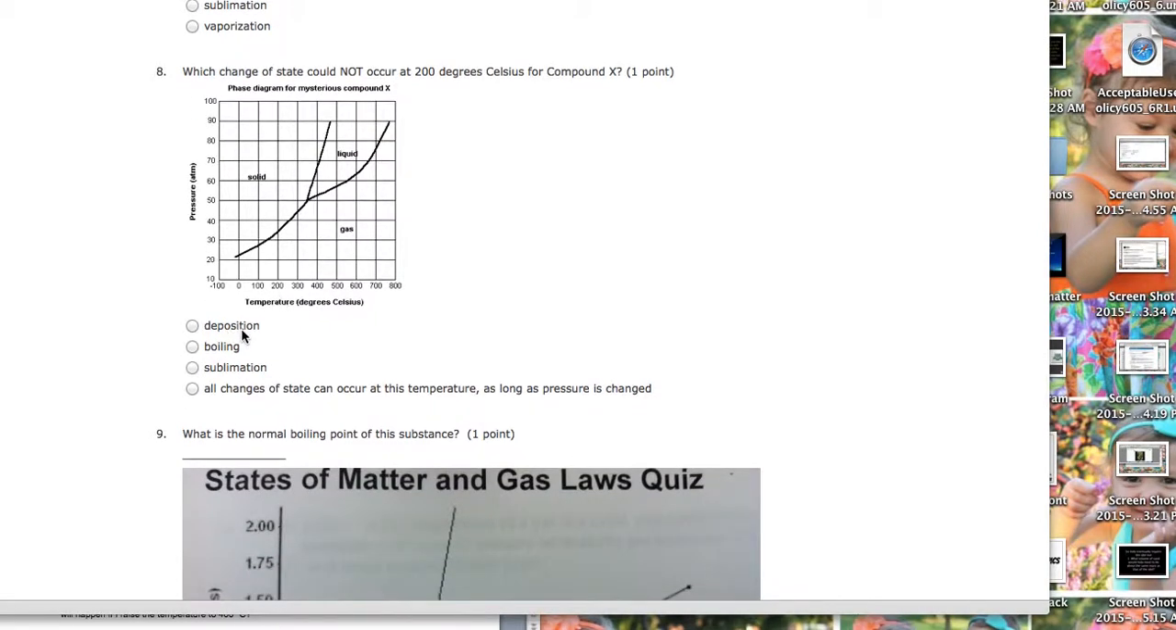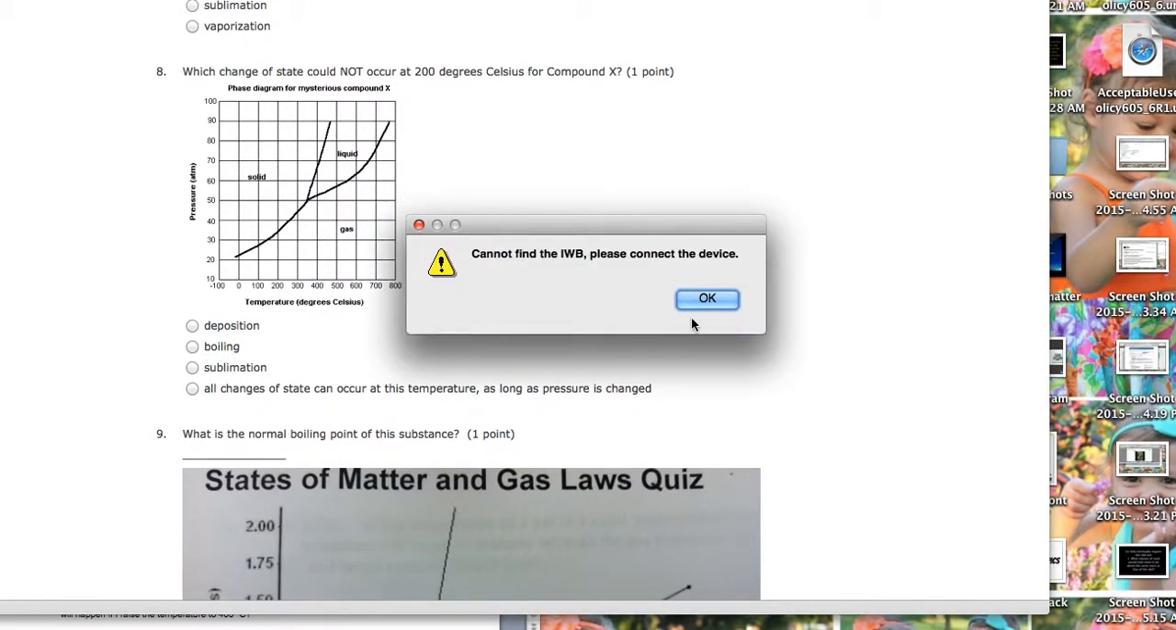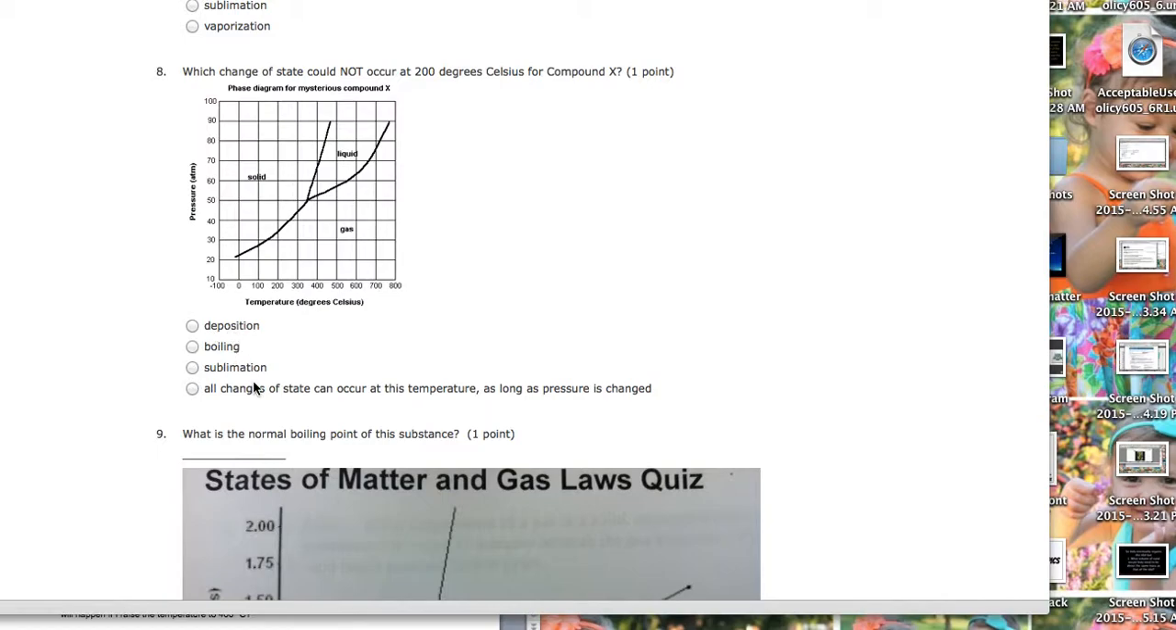Deposition, boiling, sublimation, or every one of your changes of states can occur at this temp as long as the pressure is just changed appropriately. So we can melt, we can freeze, we can sublime, deposition, we can go through boiling and condensation. That's what this last question means. It's every one of those changes of state can happen. Or you're saying one of these cannot happen.